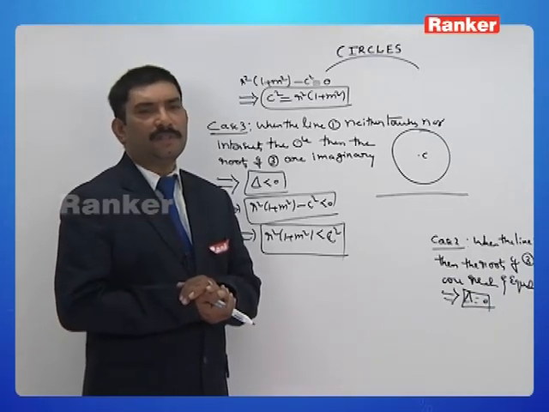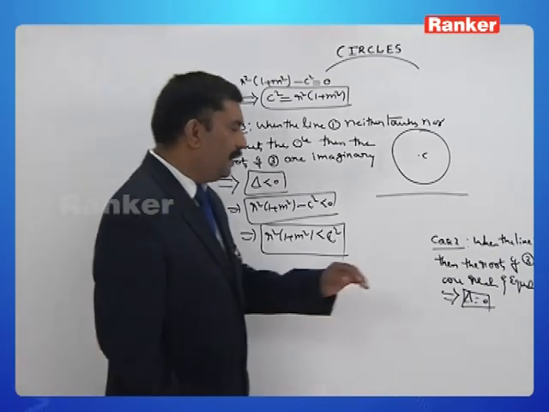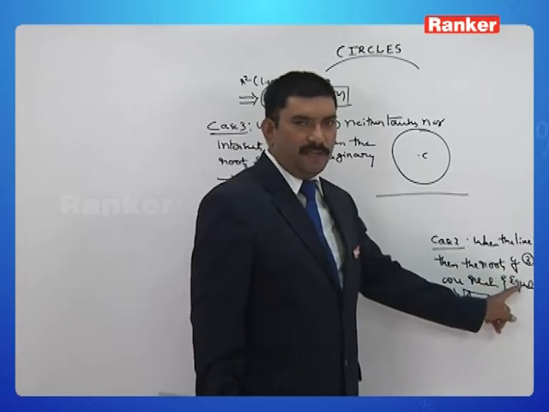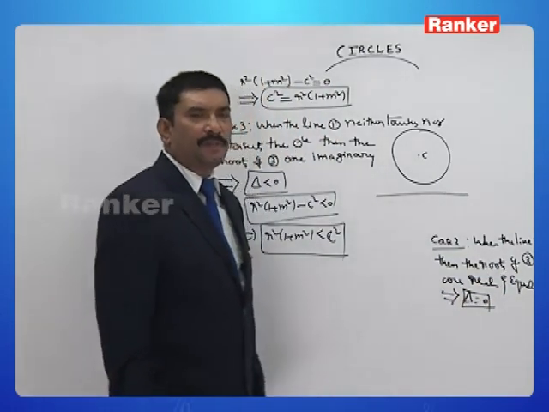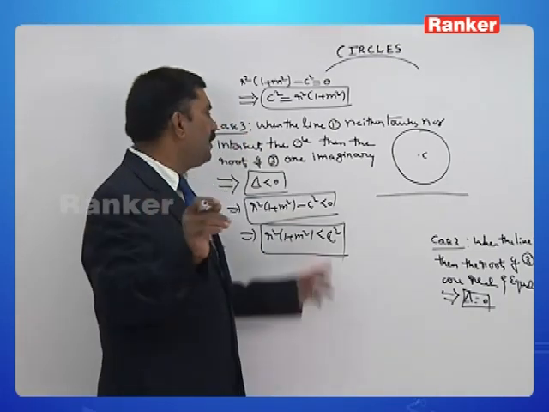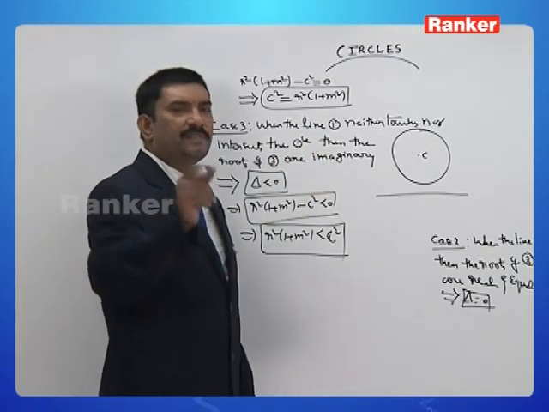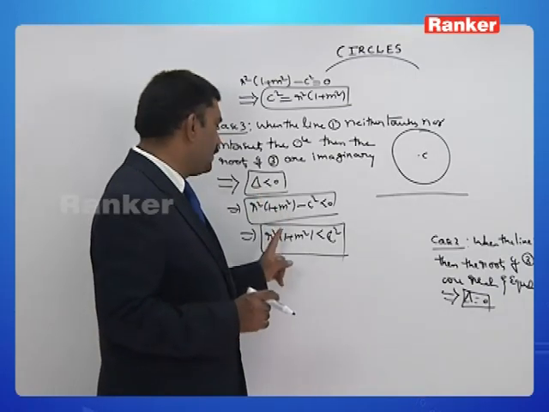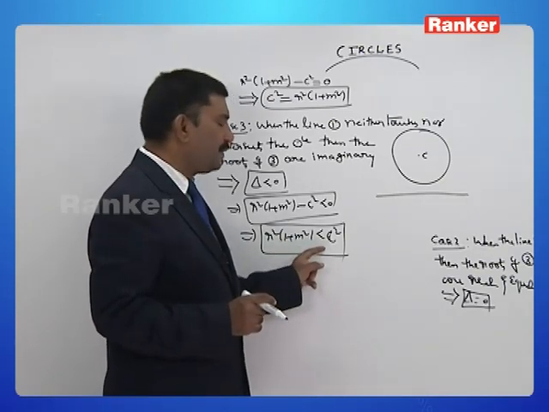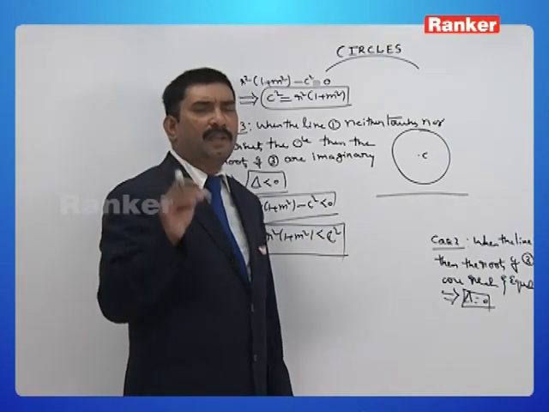When the line touches a circle at only one point, then it is a tangent. So now A coincides with B, so the roots are real and equal. Therefore, delta is equal to 0. Then, when the line neither touches nor intersects a circle, the roots are imaginary. We can say that delta is less than 0. So the relevant condition is r square into 1 plus m square is less than c square.